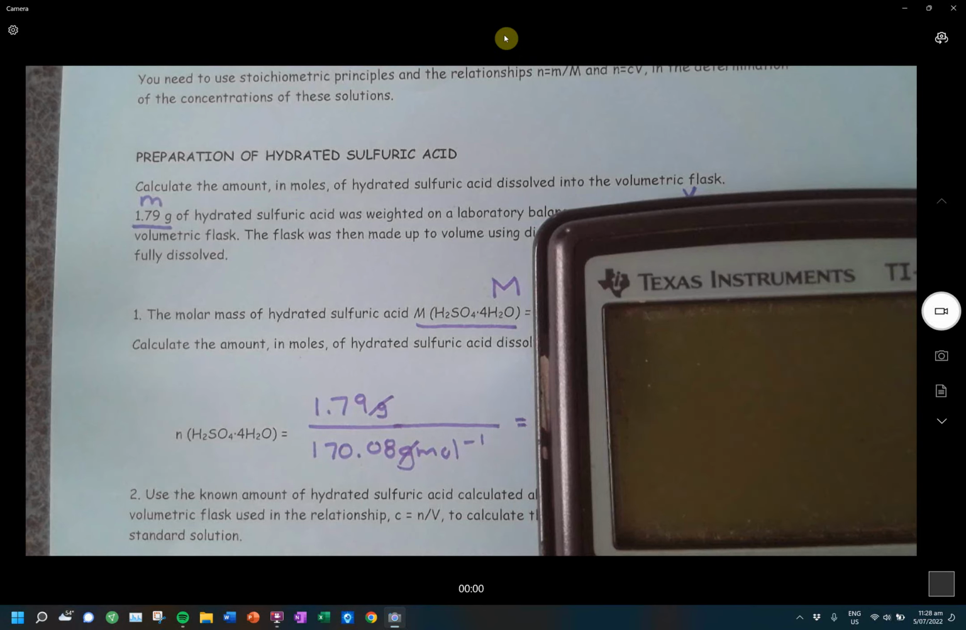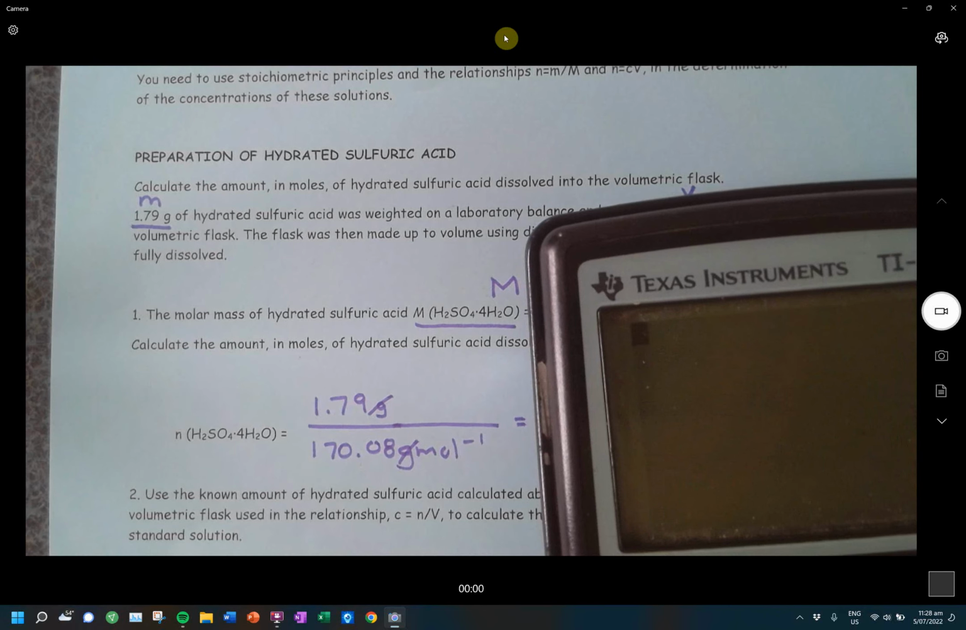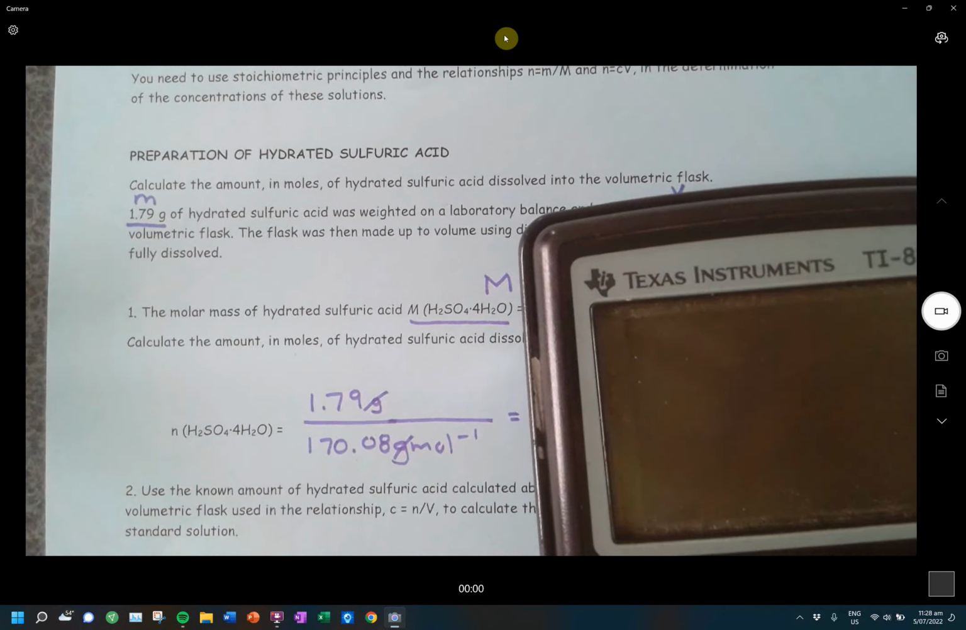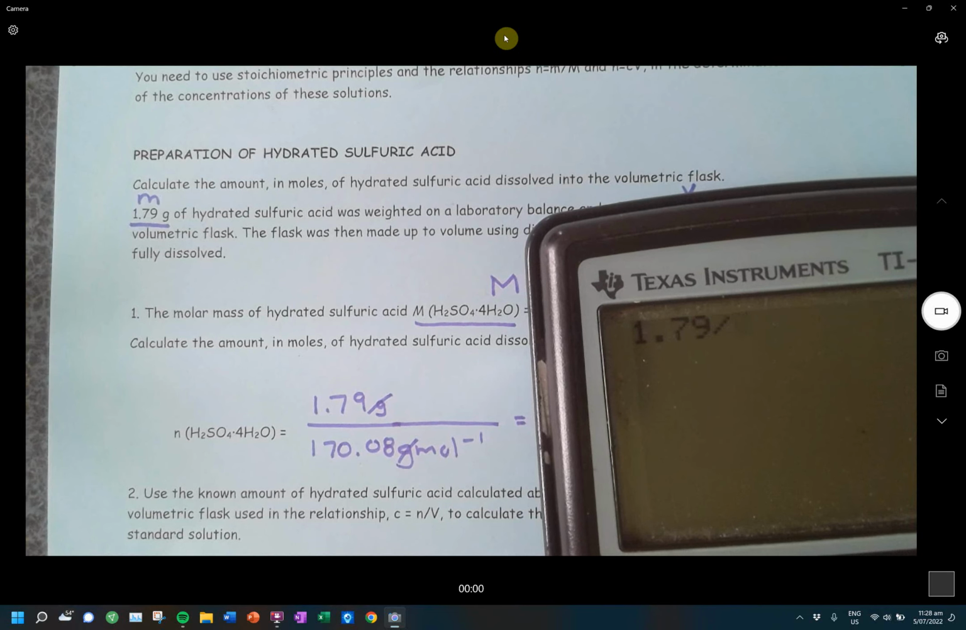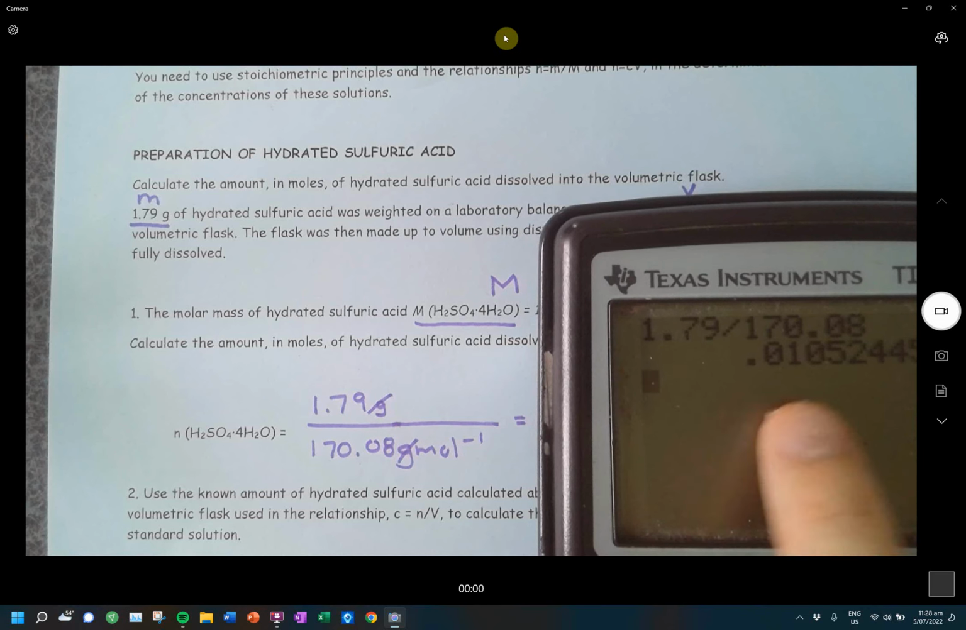And if I get my calculator out, I don't know if you guys can see that. There we go. Now you can see the calculator. 1.79 divided by 170.08. And I get this long number. I want you guys to leave that long number out because we only round at the very end of our calculations. It's useful if you have one of the nicer calculators because you can actually store the answers, or you can just make sure that you don't clear your calculator so you can use it in the next equation.